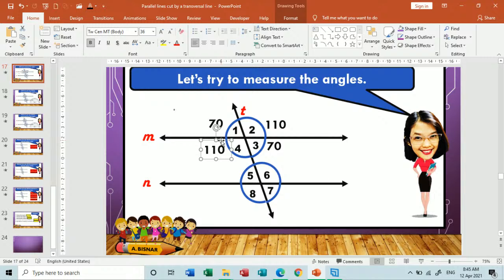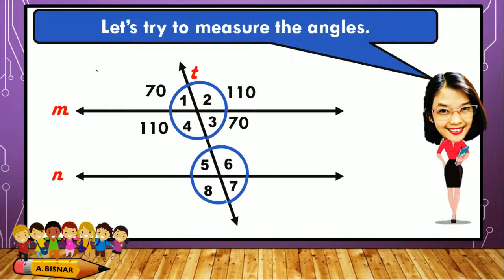Now, try to relate it to what we have discussed last week. Try to relate it. What is the sum of angle 1 and angle 2? What is the sum? What is the total of their measurements?